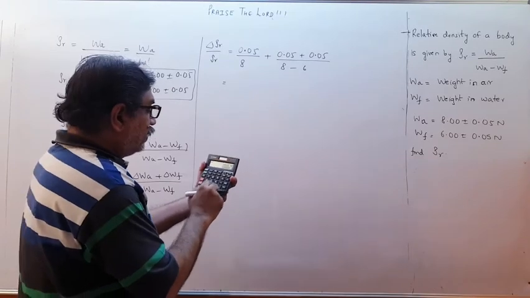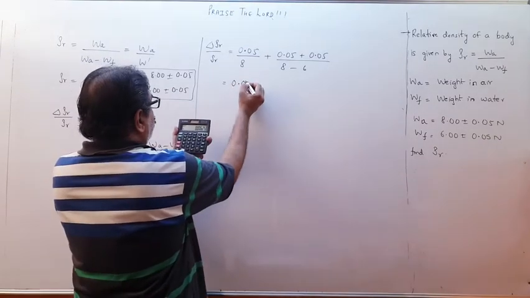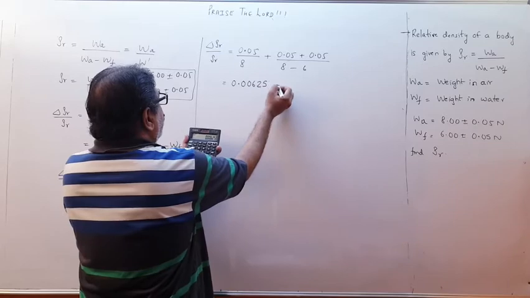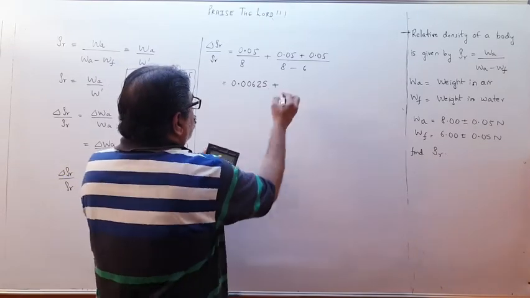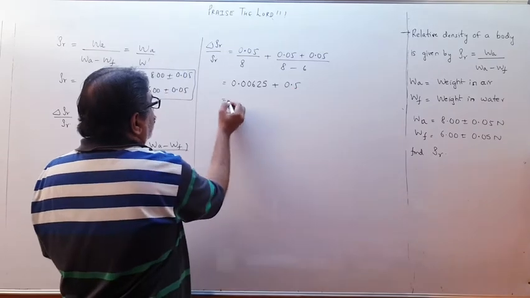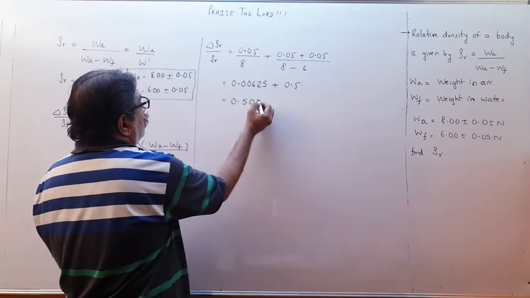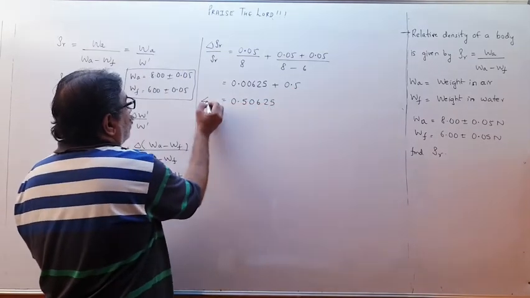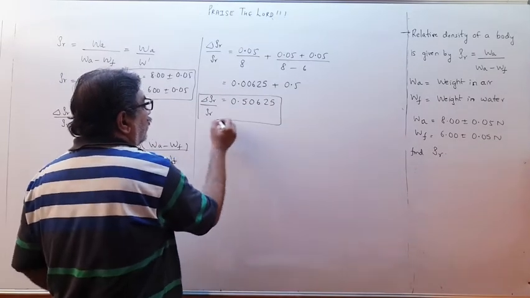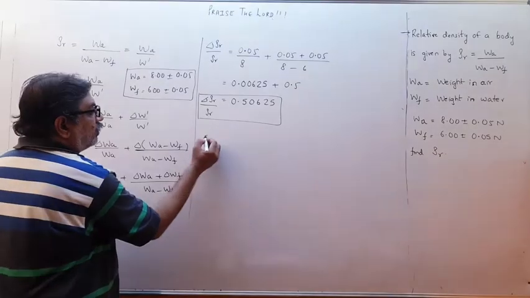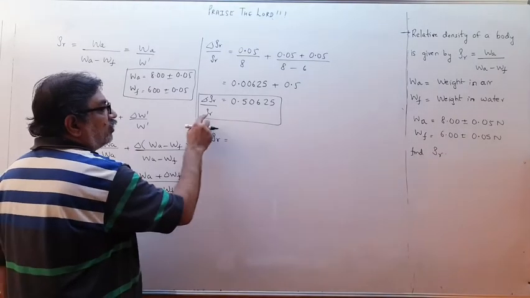This is 0.00625 plus 1 divided by 2, so that will be 0.5, and that is 0.50625. That is delta upon rho r. This is the relative error in density. If I want delta rho r, I have to multiply by rho r.